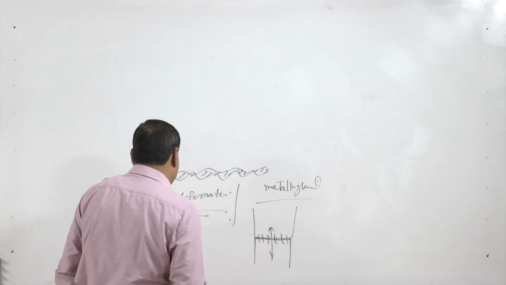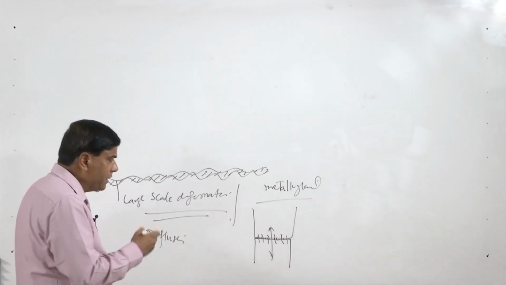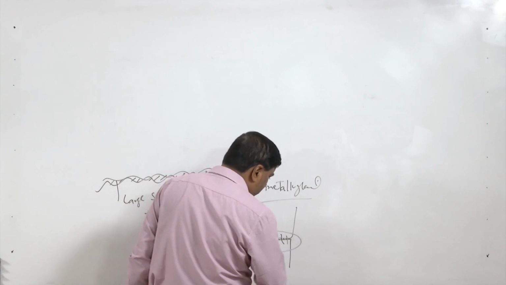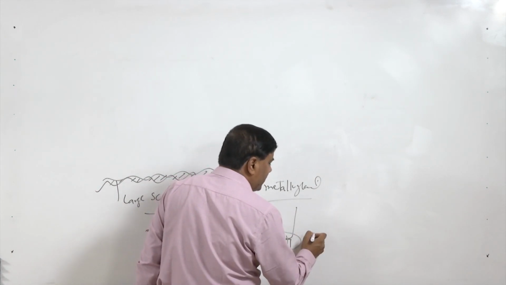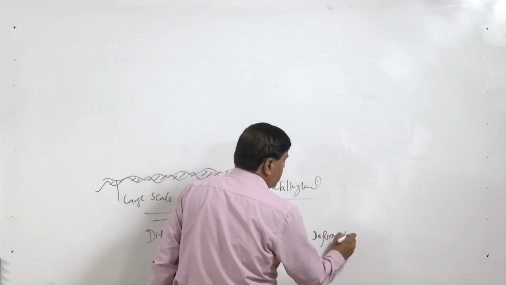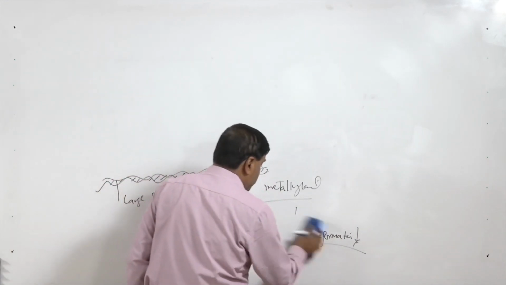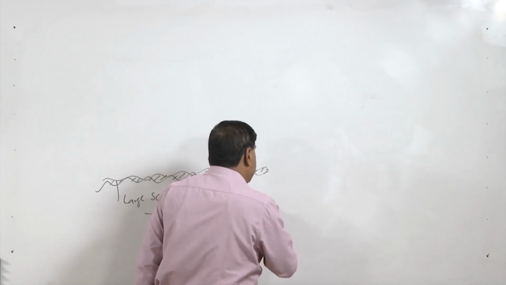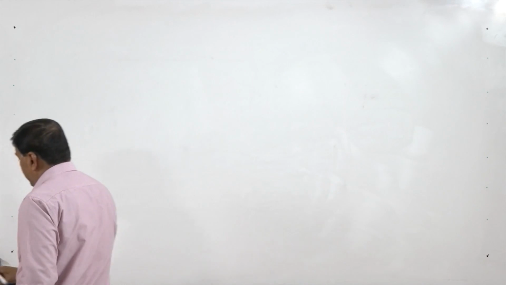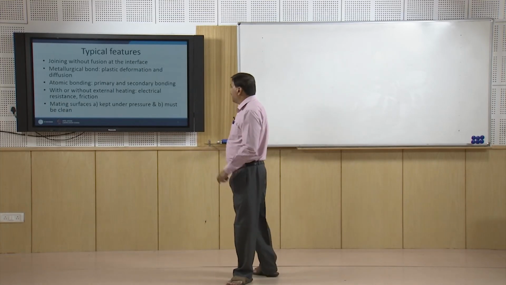So, diffusion performs a crucial role here in development of the joints, and under such conditions the deformation at the interface is very limited. So, deformation is very less at the interface under such conditions, and we need to really provide enough conditions so that diffusion across the interface can be achieved.